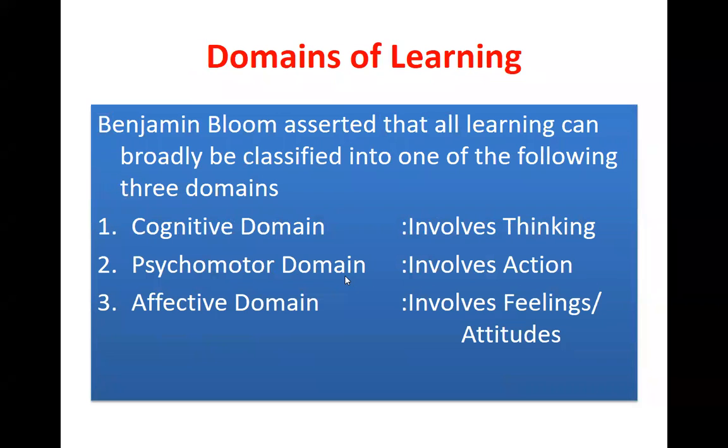Okay. So Benjamin Bloom asserted that all learning can broadly be classified into one of the following 3 domains: cognitive domain, psychomotor domain, and affective domain. So cognitive domain involves thinking, psychomotor domain involves action, and affective domain involves feelings or attitudes. So all these domains are covered by the 12 program outcomes provided by NBA.